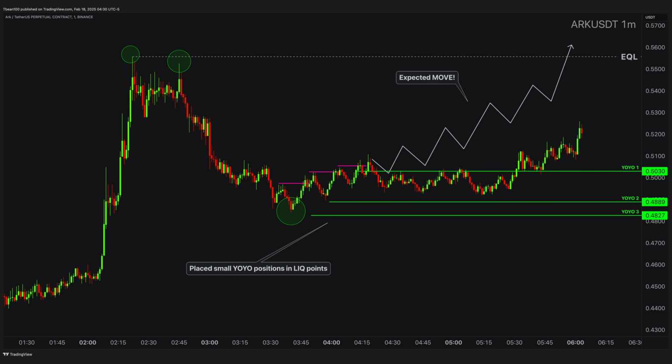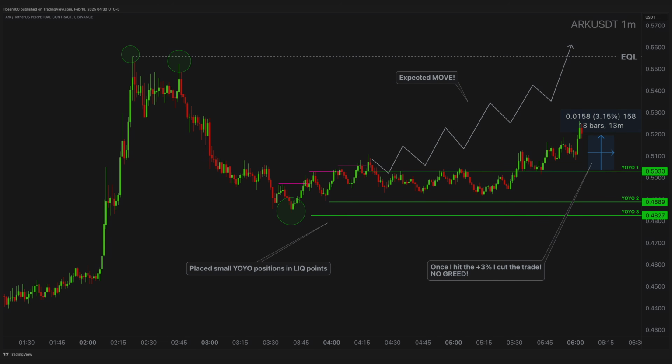This was not an easy or short-term trade. It made me wait over 1 hour for a decent profit actually. The moment I saw a 3% plus gain, I cut the trade. Just watch my last 50 videos or so. I keep saying the same thing. Do not get greedy. Take your profit and move out of the market.